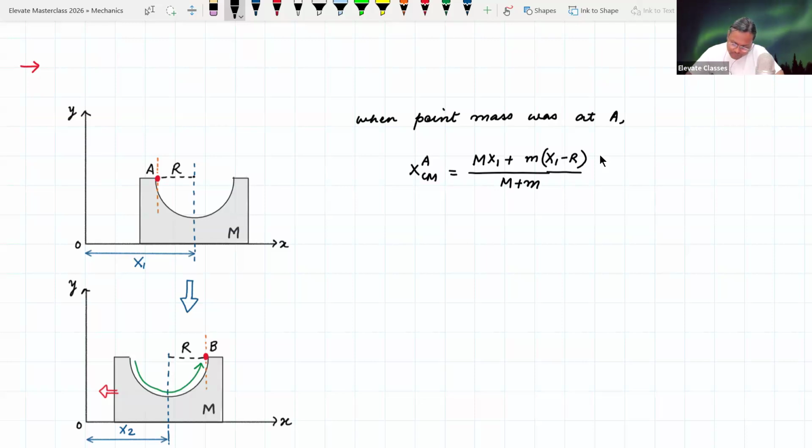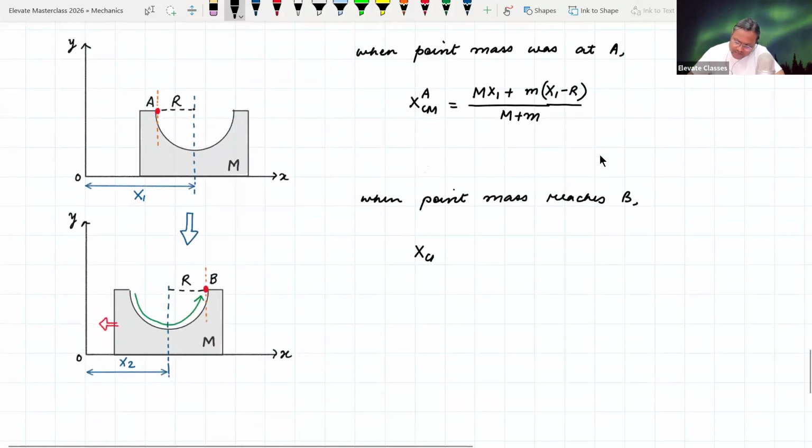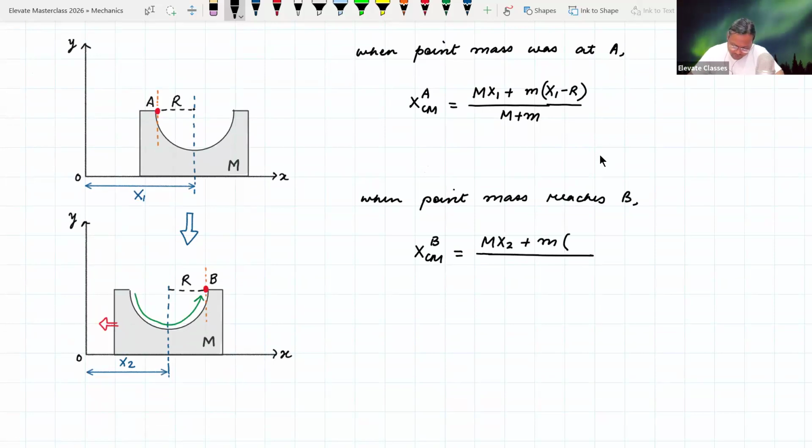At a later stage, when point mass reaches location B, then the center of mass of the entire system, when point mass is at B, is equal to the large mass is at a position of x2 and the small mass is at a position of x2 plus r, ठीक है, with respect to the coordinate system, upon capital M plus small m.